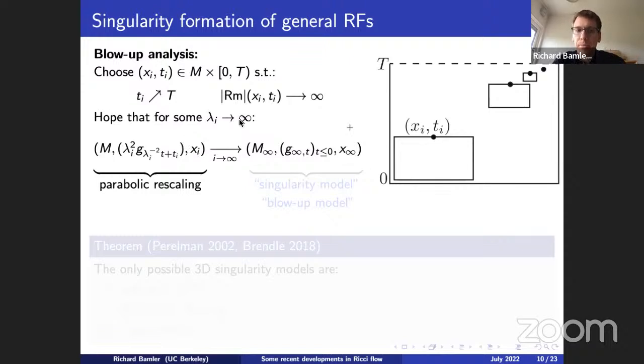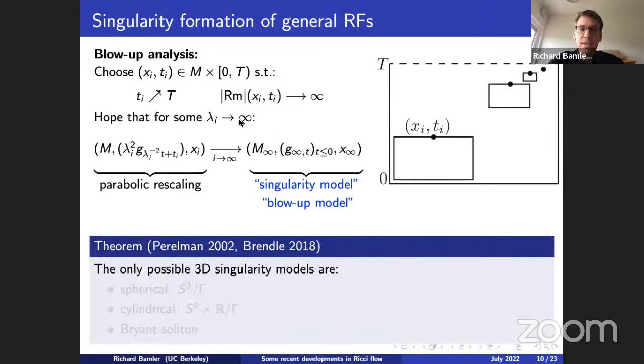And in the end, we obtain some flow that's defined for all non-positive times. This flow is often called a singularity model or a blow-up model. All right, so the upshot of this construction is that a blow-up analysis allows us to reduce the study of singularity formation to somehow the classification of possible singularity models. And this was, in fact, done successfully by Perelman in his groundbreaking paper.